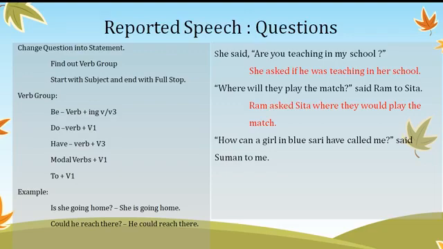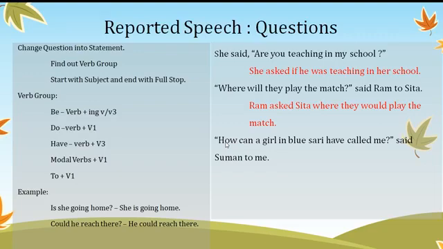Third one we go. How can a girl in blue sari have called me? Said Suman to me. Again, let's go inside the inverted comma, starting from how and ending with question mark. You already know ending with question mark means interrogative sentence. There are three types of questions. So which question is it? Starting from how means that is the WS question.